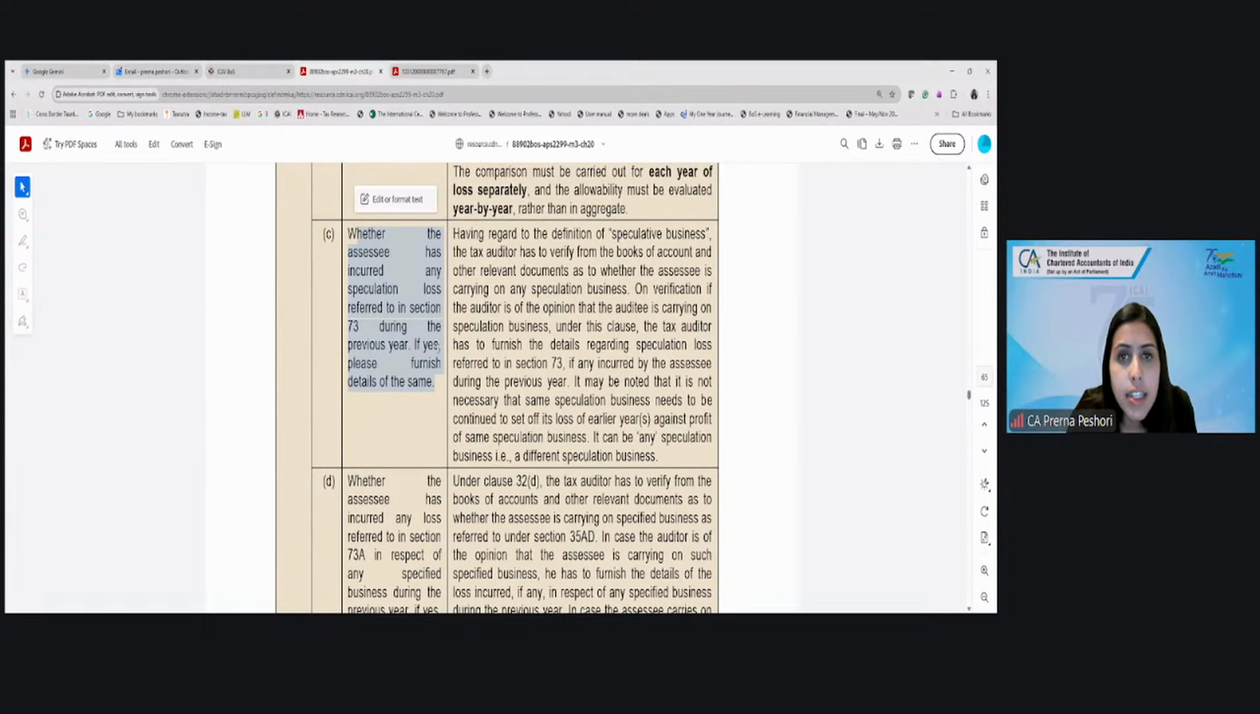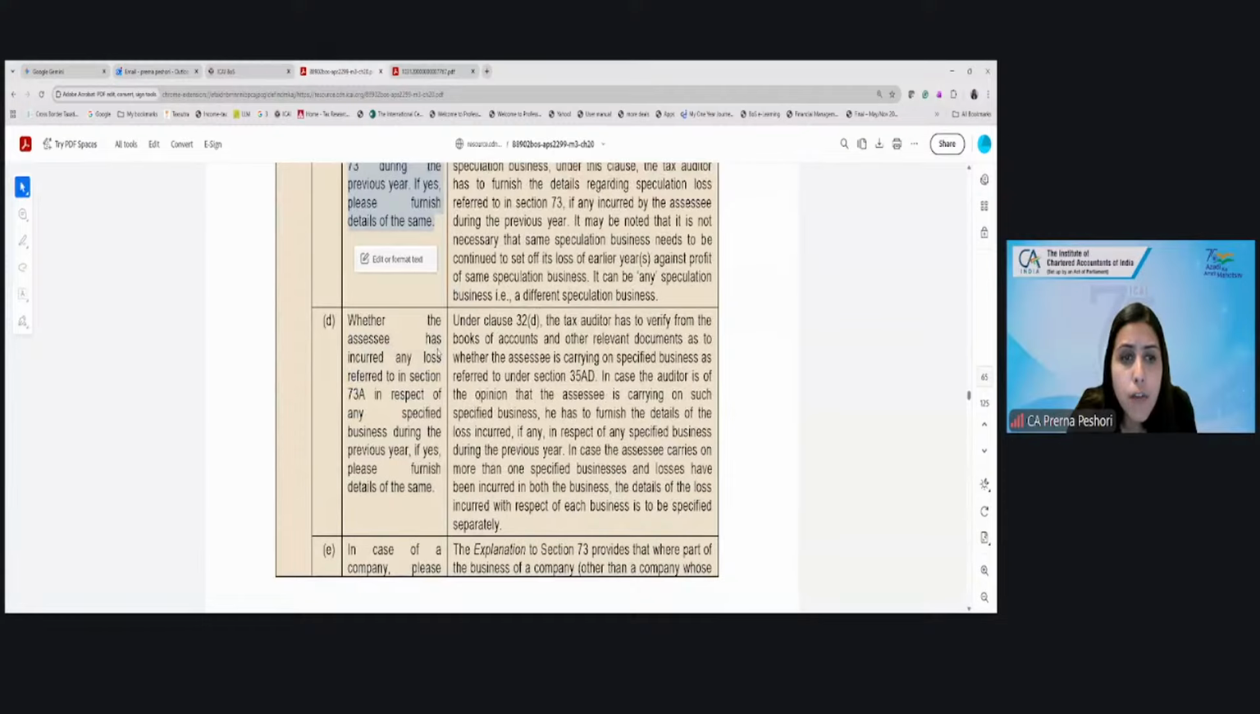Fine. Next is whether the assessee has incurred any loss referred to in section 73A in respect of any specified business during the previous year. If yes, please furnish the detail of the same. So again, the tax auditor will have to verify whether the assessee is carrying on any specified business. And if yes, in case there is any loss pertaining to that, whether there is segregation of expenses between the normal business and the specified business, right? So again, basis that, the auditor has to report here.